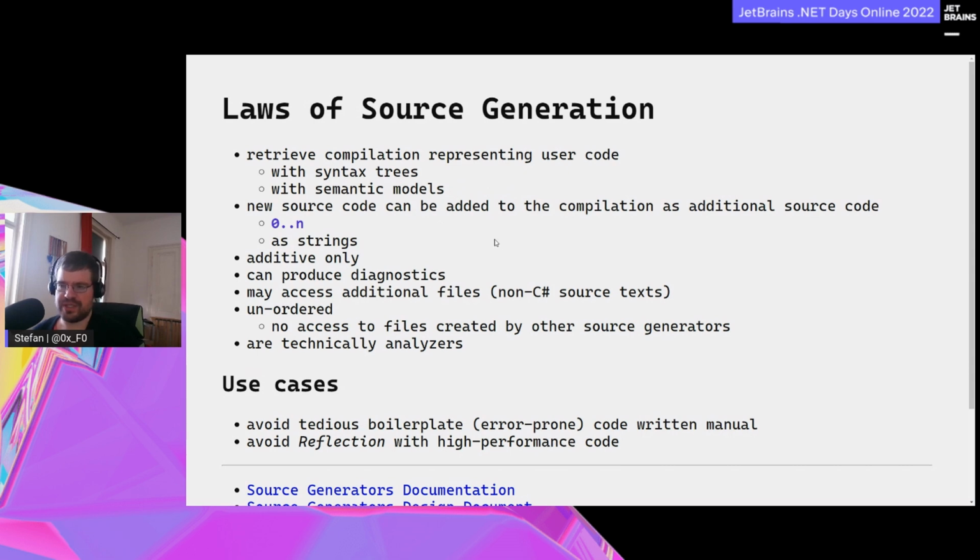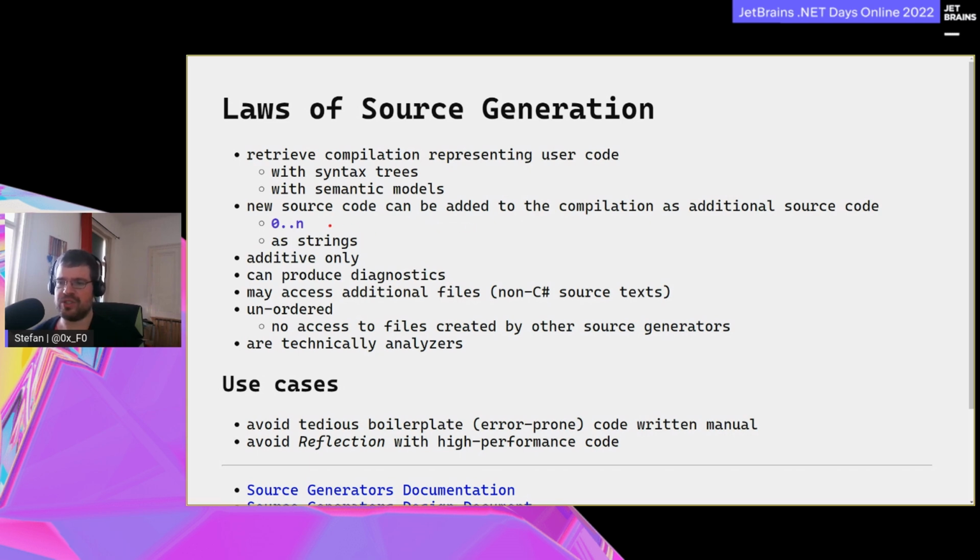Now, source generators are only additive. You cannot change or remove existing code. You can only add new code. And this is where the partial hook comes in handy, where the source generator declares the same partial method and extends it with additional functionality.